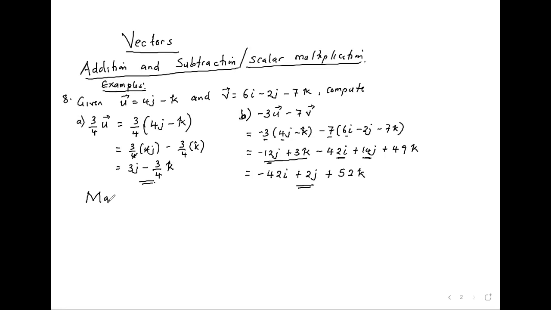Now we talk about the magnitude of a vector. If you are given a vector v equal to ai plus bj plus ck, the magnitude of vector v is equal to the square root of a squared plus b squared plus c squared. You leave out the components i, j, k.